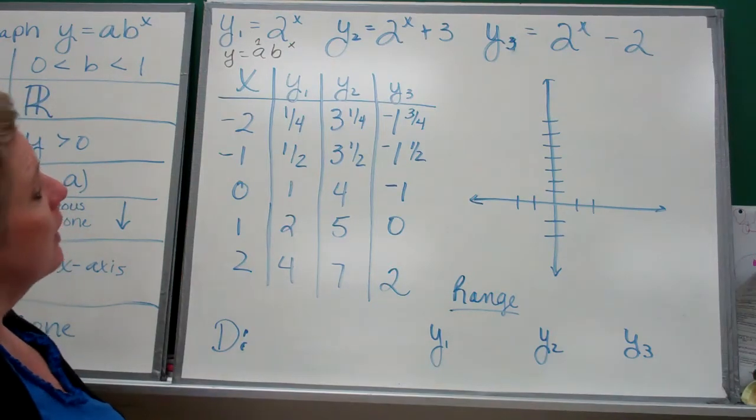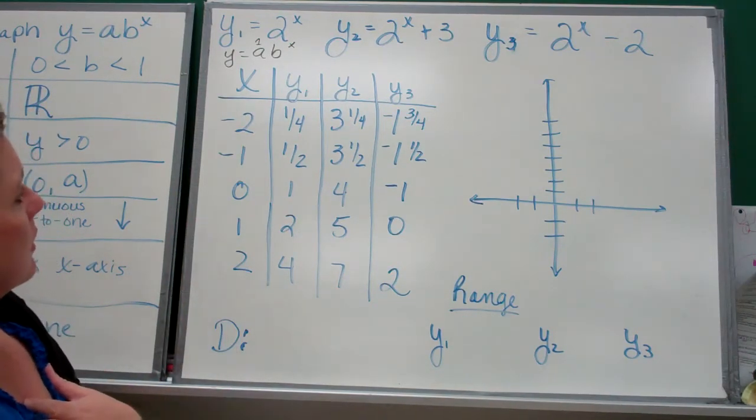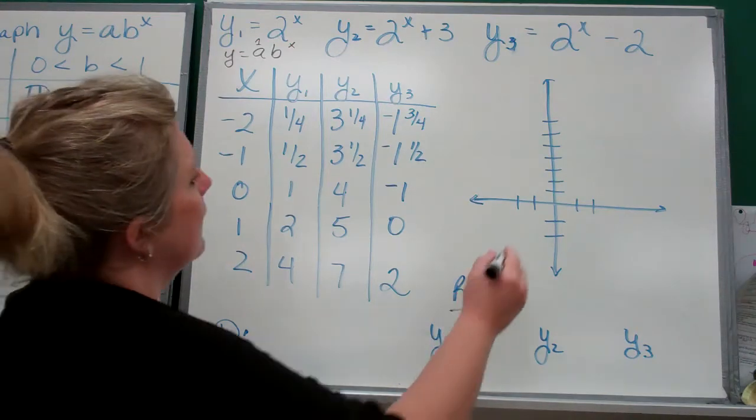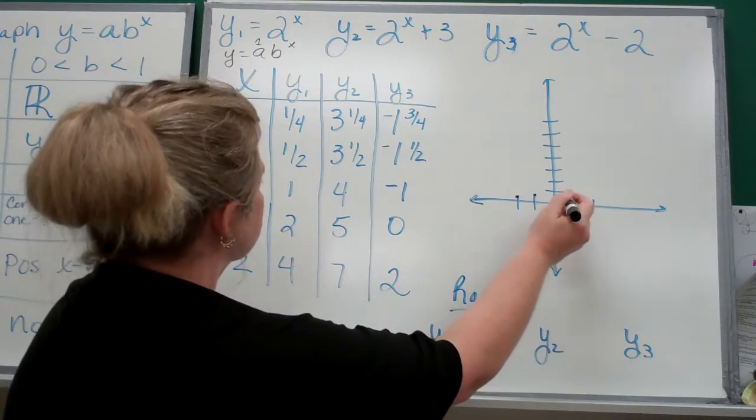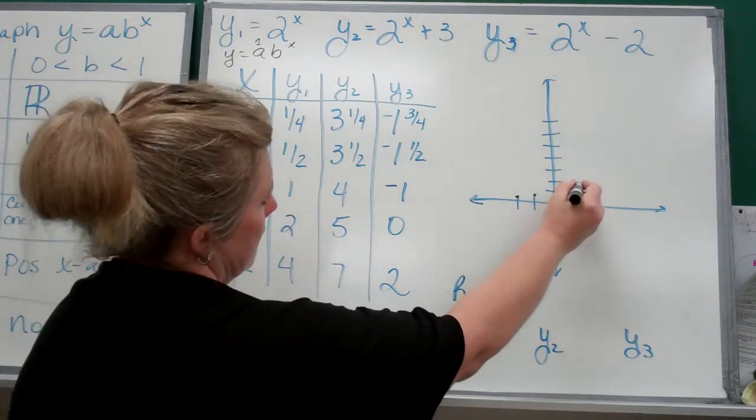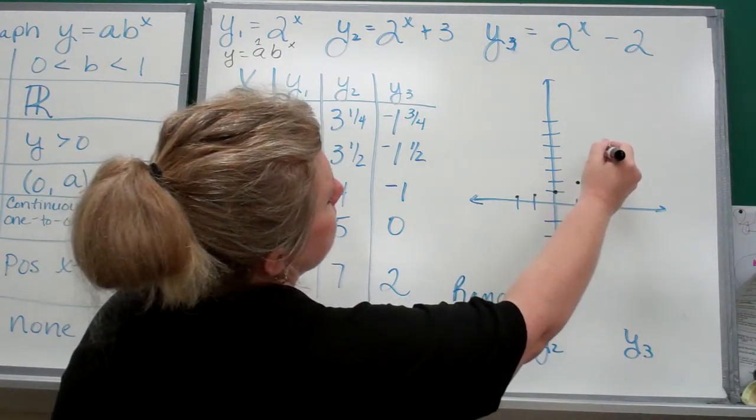Okay? So now all we've really got to do is plot the points. We've got negative 2 at a quarter, half, 1, 2, and then 4.